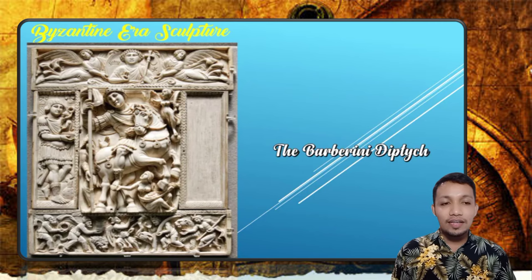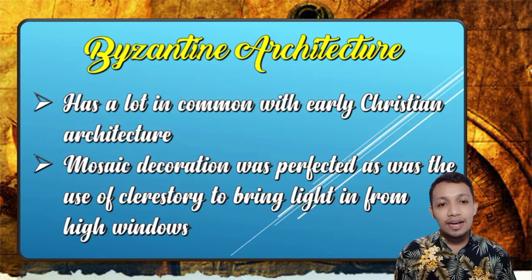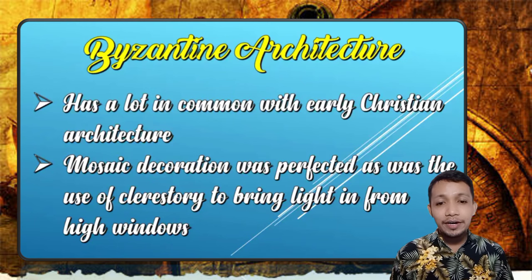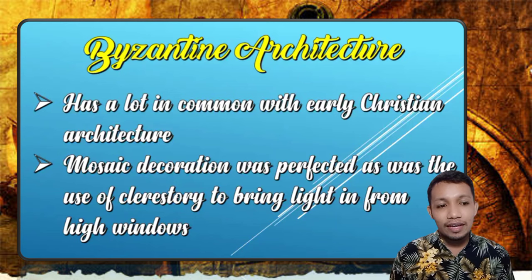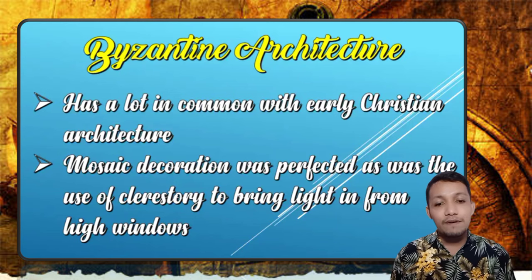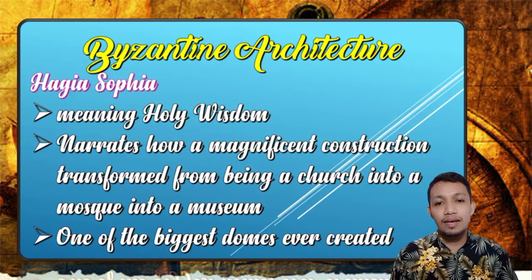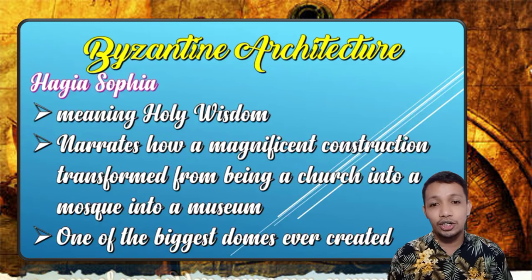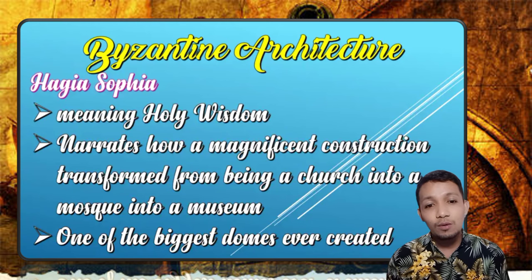Let's proceed to Byzantine architecture. It has a lot in common with early Christian architecture. In here, mosaic decoration was perfected, as was the use of the clerestory to bring light in from high windows. Hagia Sophia is an important element of the Byzantine architecture. The meaning of this is holy wisdom.